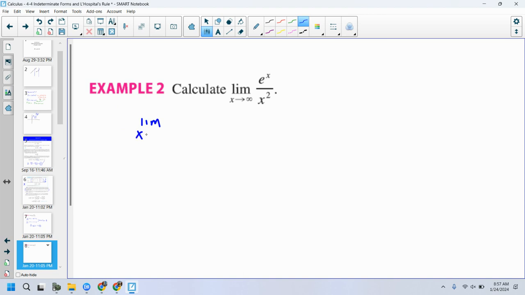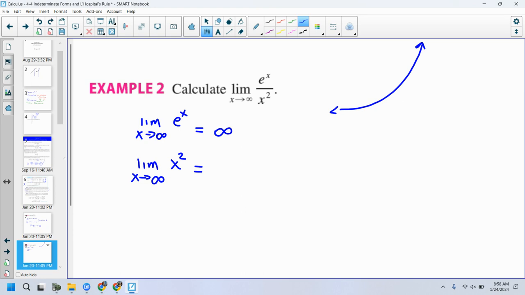Let's find the limit as x goes to infinity of e to the x, separately from the limit as x goes to infinity of x squared. If I say the limit as x goes to infinity, I'm basically saying on the right side of this graph, what's happening on the right side of e to the x? It's going up, it's just going to keep getting bigger and bigger. That's what e to the x looks like. So this is going to be infinite.